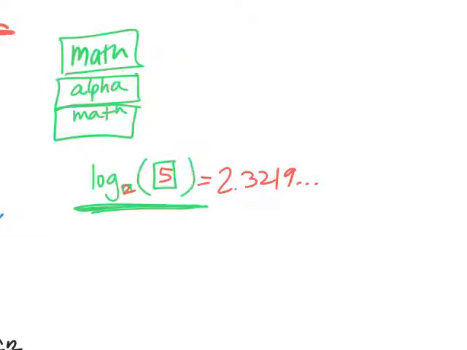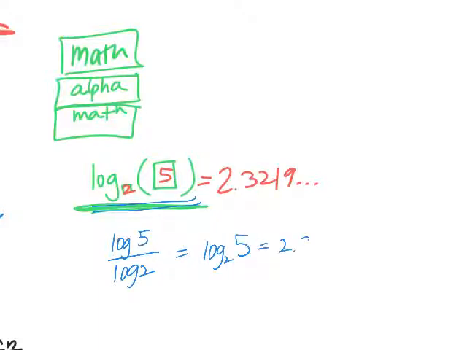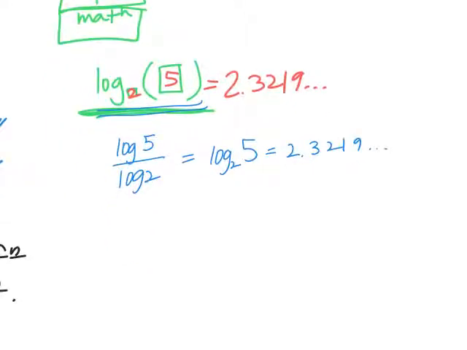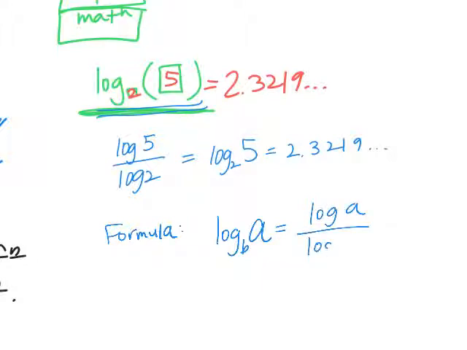If you hit math, alpha, math and nothing happens, that means you're going to have to use the formula way. So then you would have to hit log of 5 over log of 2. The log button is in the left column down towards the bottom. If you hit that, that will give you the same answer of log base 2 of 5, which is 2.3219. So the formula, if you do not have an updated version of the calculator, is the following. Log base b of a is equal to the log of a over the log of b.